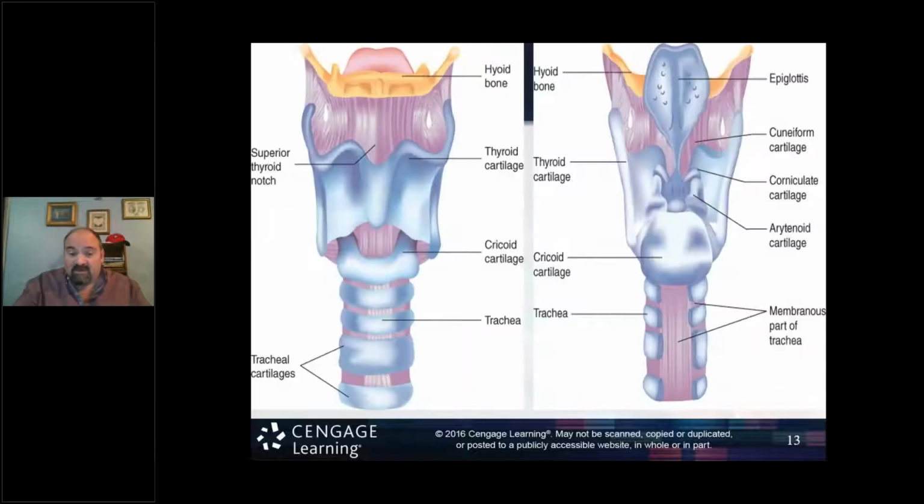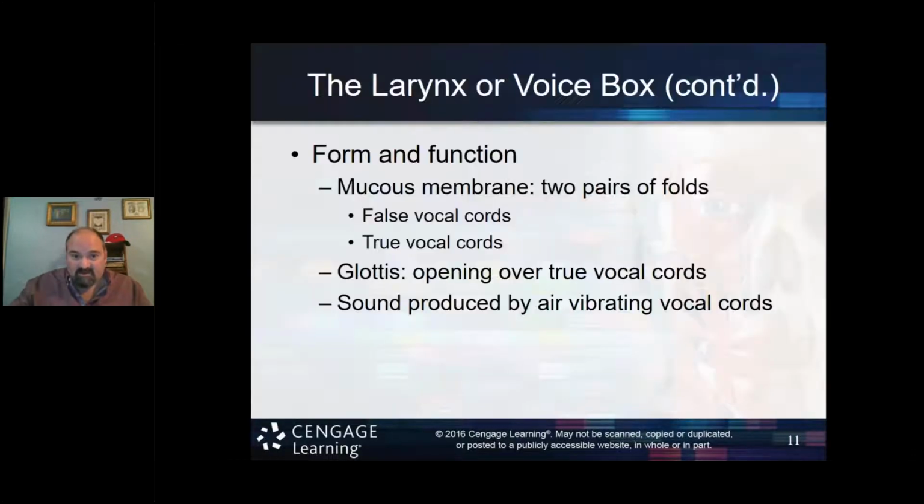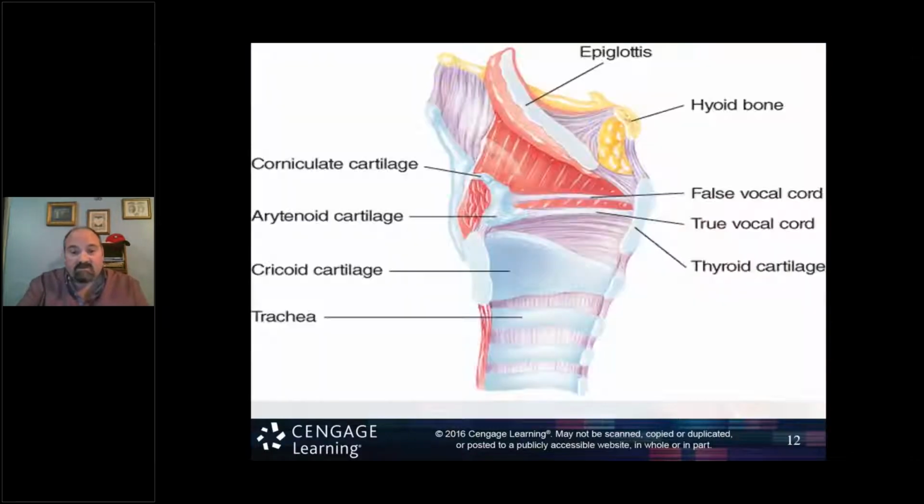which is an opening. So when we see the glottis here, just know that the glottis is an opening over the true vocal cords, aka vocal folds, and these contribute to the ability to produce sound, and the epiglottis will again protect the respiratory system from liquids and solids entering in.